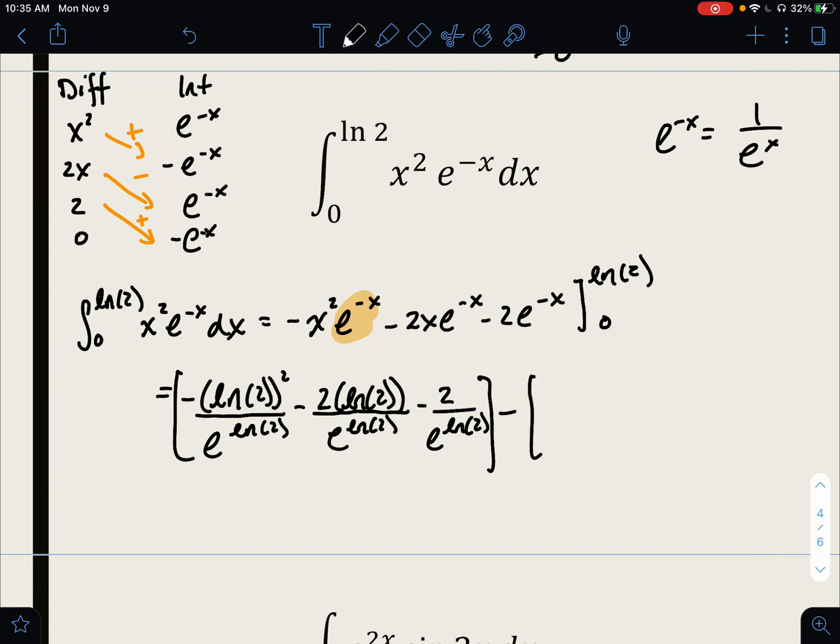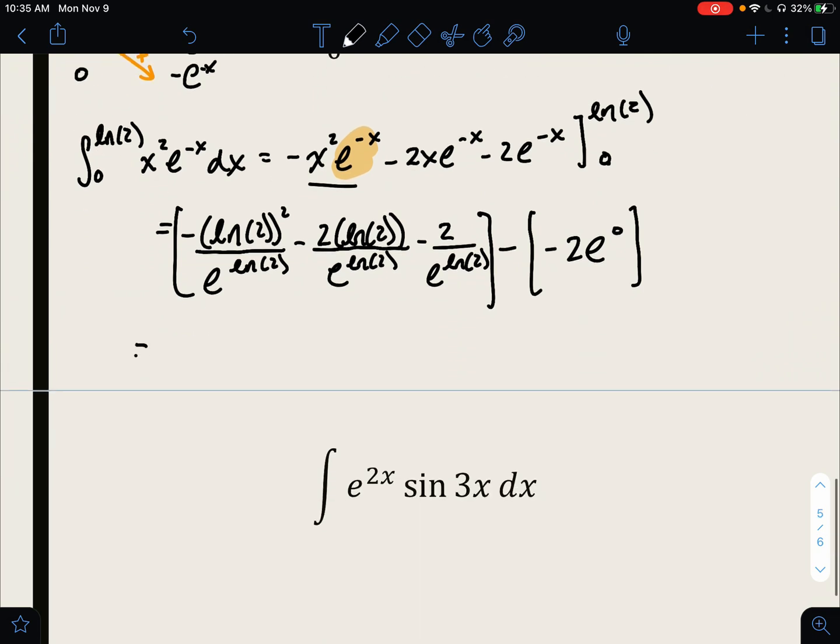Minus, I know if I substitute 0 in for my first two terms, they're just both going to be 0. And so I'm left with minus 2e to the 0. If I evaluate this, remember that e to the ln of anything is just that, anything, right? Because e and ln are inverse functions.